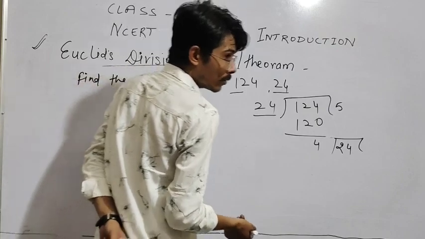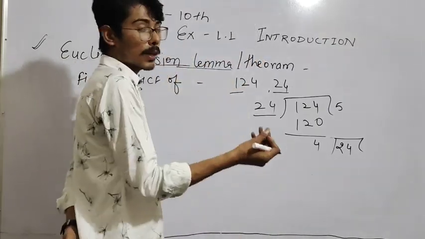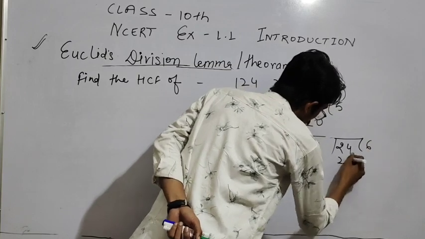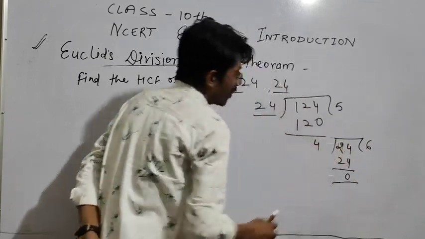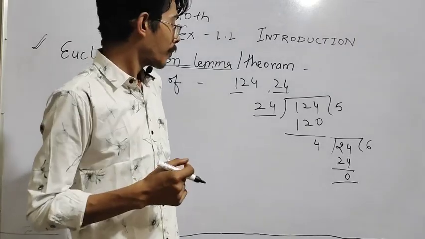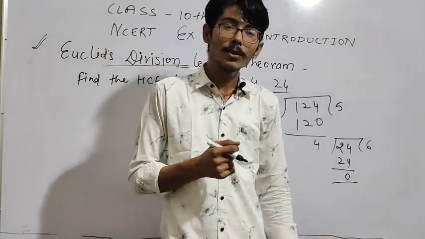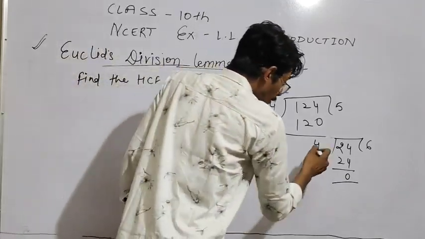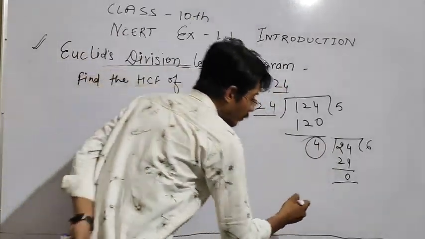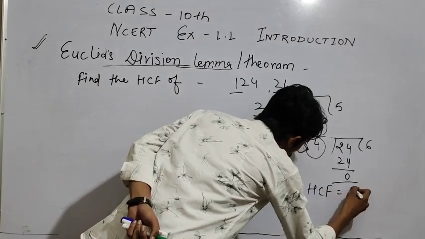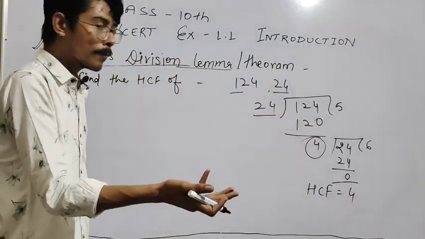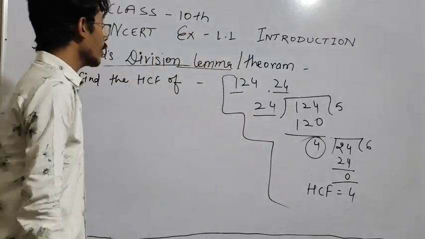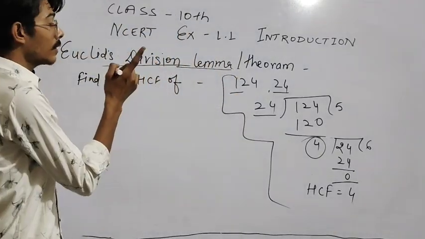So 4 1s are 4, 4 2s are 8, 3s are 12, 4s are 16, and you will get 6. आया याद में, that if we are getting remainder 0, then the number which is giving us the remainder 0, that is our HCF. HCF is 4. Simple.